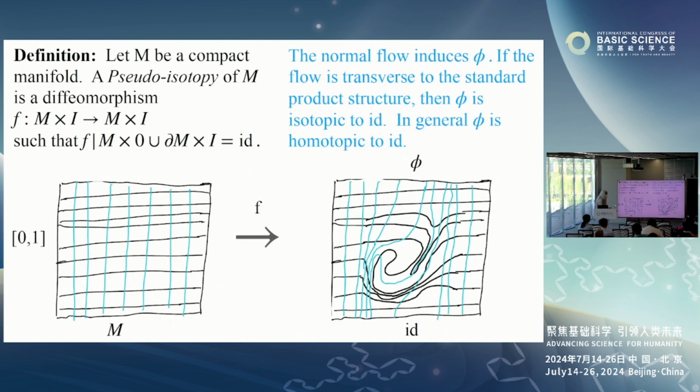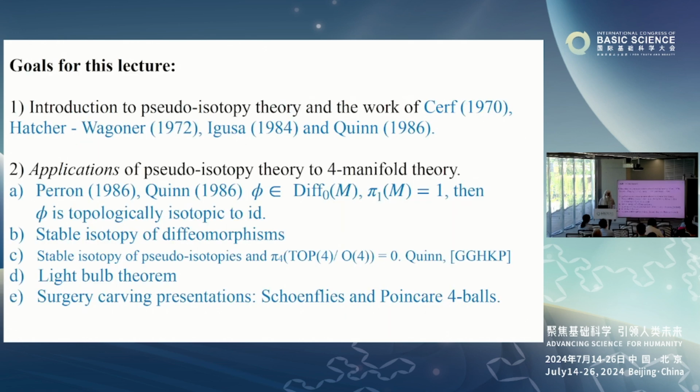Another way is to think in terms of vector fields. If you have the standard product structure, then if you just integrate it, you get the identity. And if you have another one, integrate that, maybe you get something else. Fine. So, right, okay, that's the definition.